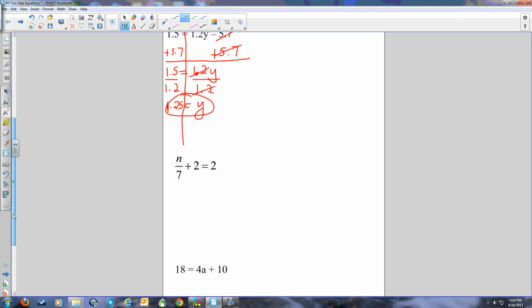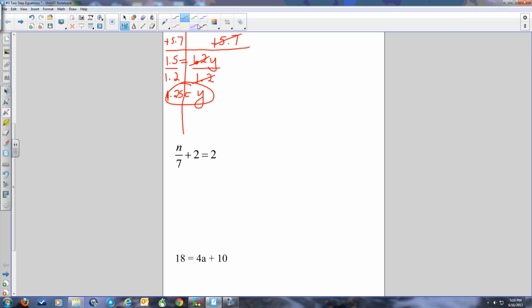Let's continue with the next problem. We have n over 7 plus 2 equals 2. We'll draw our line down through. We need to get n alone. N is being divided by 7, and we also have 2 that's being added to it. So again, do our addition and subtraction first. So we're going to start by subtracting 2 from each side. So when we do that, on the left-hand side, the 2's cancel, and we're just left with n over 7. Remember, we need a number on the right-hand side. We can't just cancel those out when a variable isn't present on that same side. So 2 minus 2 gives us 0.